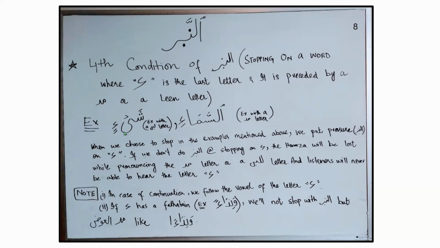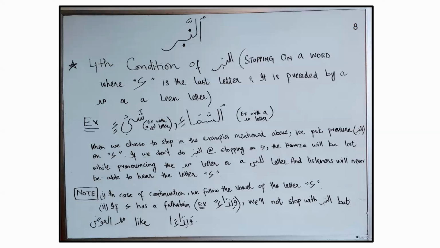If you come across words like these, where you are choosing to stop with a sukoon and the last letter is hamza, preceded by a mad letter or a lean letter, then we do nabar on letter hamza. We put a little pressure that will slightly elevate the voice of letter hamza upon stopping with a sukoon, because if we don't do nabar, there is a possibility that we'll take away the letter hamza while reciting the mad letter or the lean letter. And the listener will not be able to hear the letter hamza upon stopping.